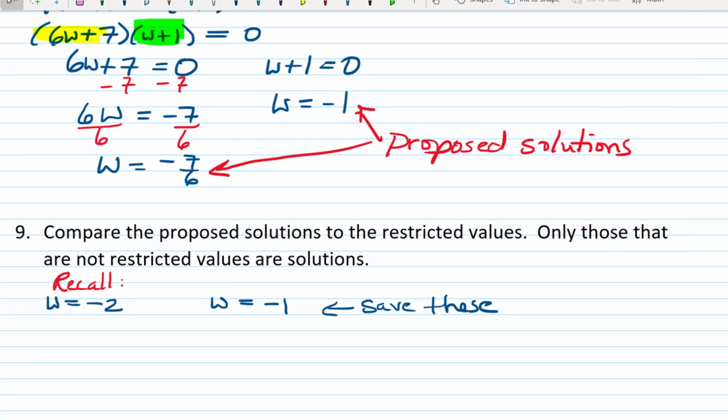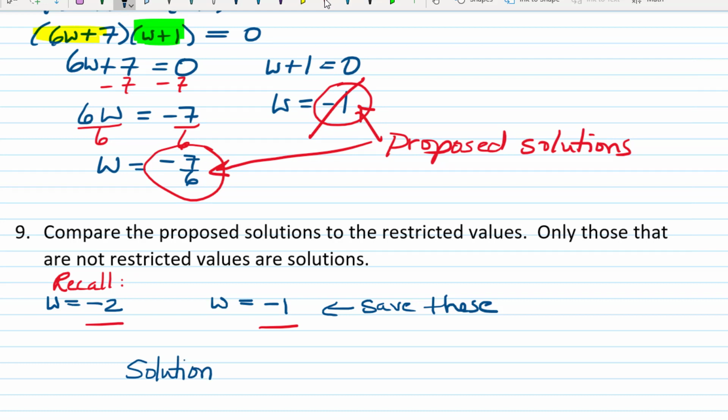Recall that we found that -2 and -1 were restricted values that we're not allowed to use as our solutions. Comparing our proposed solutions, -7/6 and -1, to our restricted values, we see that -1 is not allowed to be a solution. So the only solution is going to be -7/6.